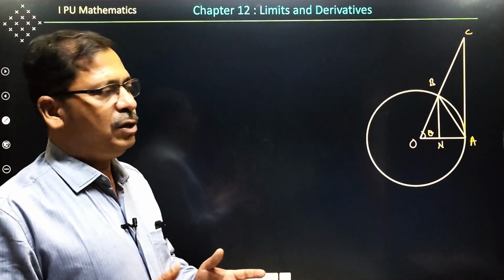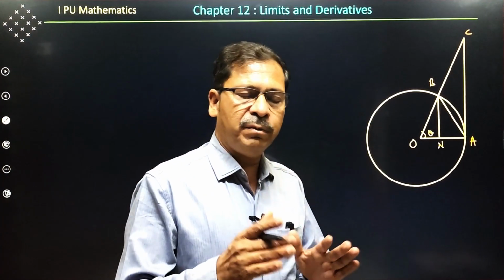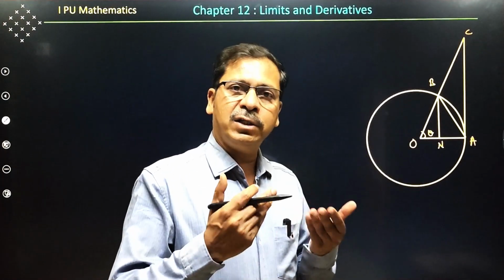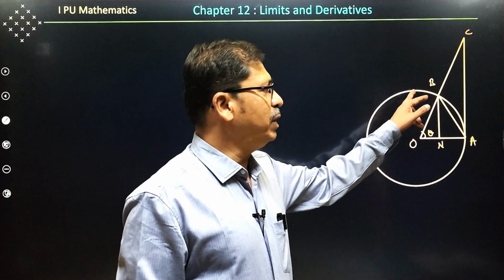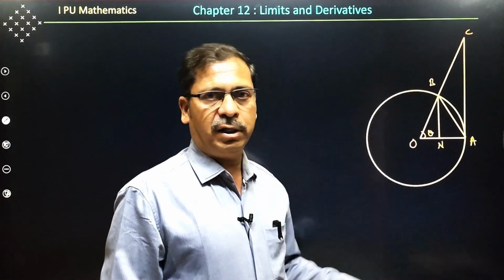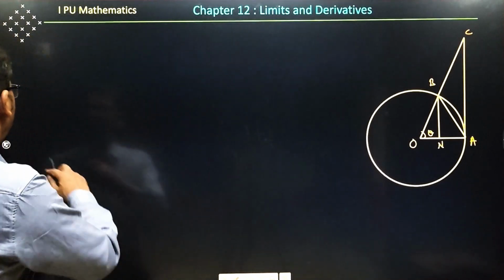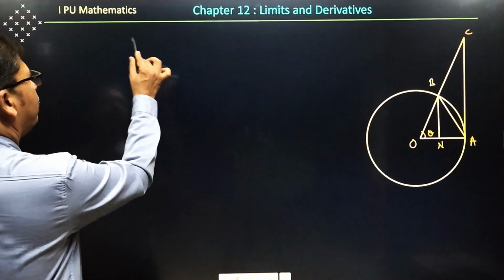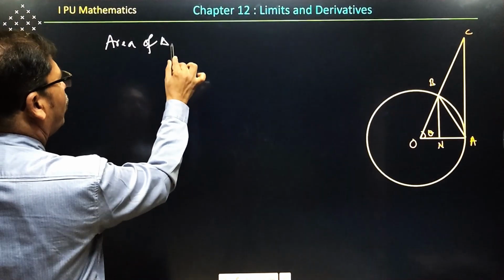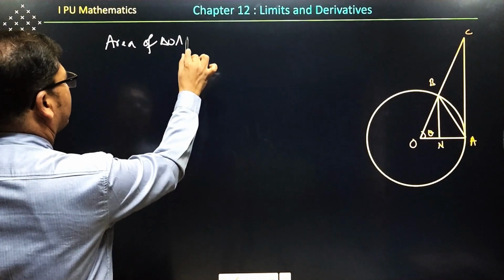Some areas we need to calculate here. In the first part of the calculation, we take the area of triangle OAB. Next, the area of the sector OAB. Next to that, the area of triangle OAC. Now let me calculate one by one. Area of triangle OAB.